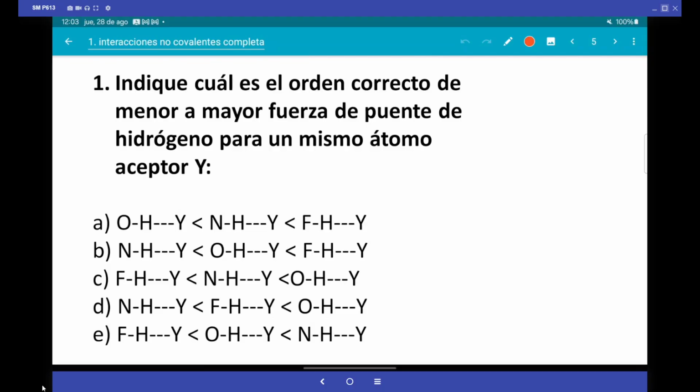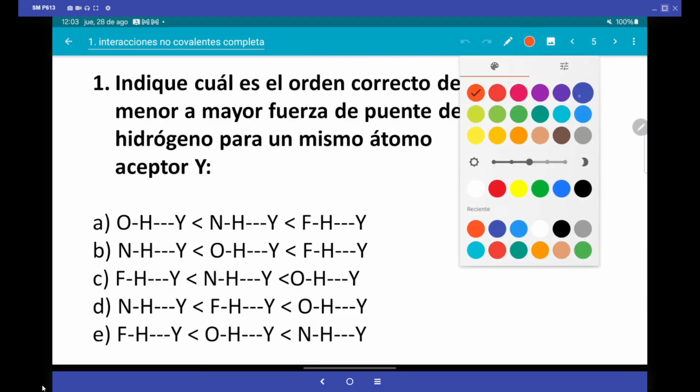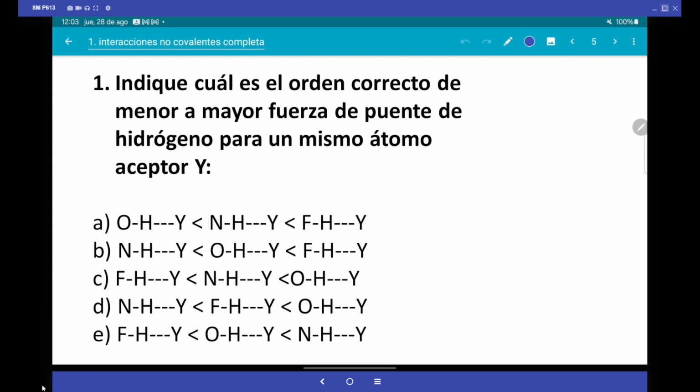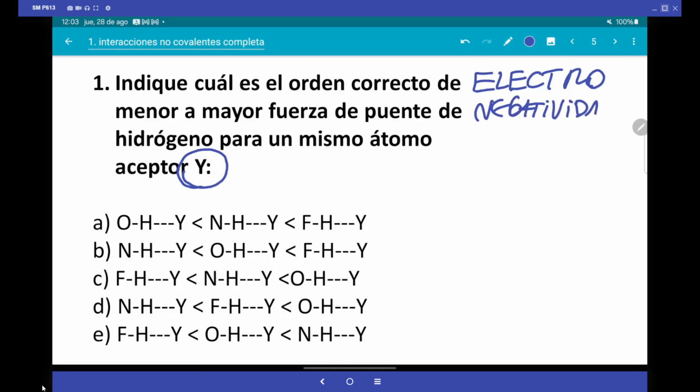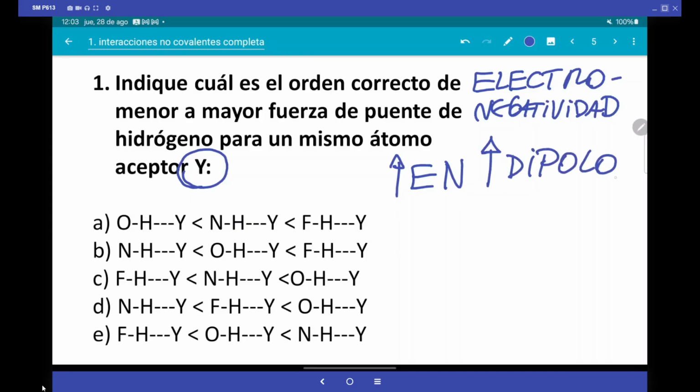Those two variables are at play. And here we are going to apply as a criterion to solve this: when the acceptor atom is the same, the criterion that is applied is that of electronegativity. And then the greater the electronegativity, the stronger the dipole is. Therefore, which dipole is stronger, FH, OH or NH?